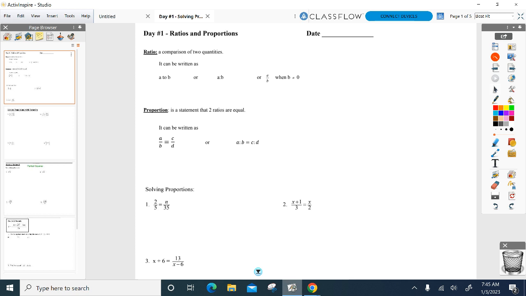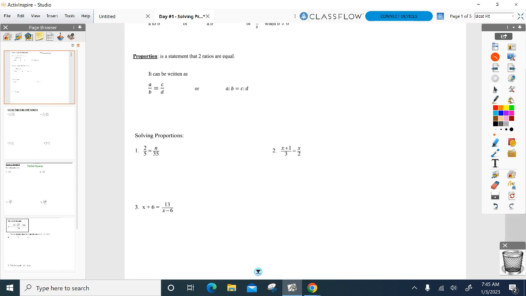Today, actually, no geometry. We got to review an algebra topic, probably from last year, that you need to be successful in this unit. And that is how to solve a proportion. All right, how to solve a proportion. Well, first of all, what is a proportion?